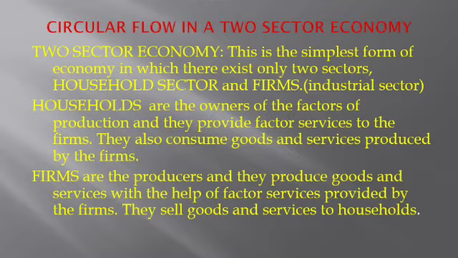When we come to the firms, firms are the producers, firms are the industries which produce goods and services. And how are they producing these goods and services? With the help of the factor services provided by the households. So firms are utilizing the factor services and producing goods and services with the help of the inputs, and these goods and services are provided to the households again. The firms will sell the goods and services and the households will buy and use them to satisfy their wants. So these are the two sectors in the two-sector economy: households and firms.